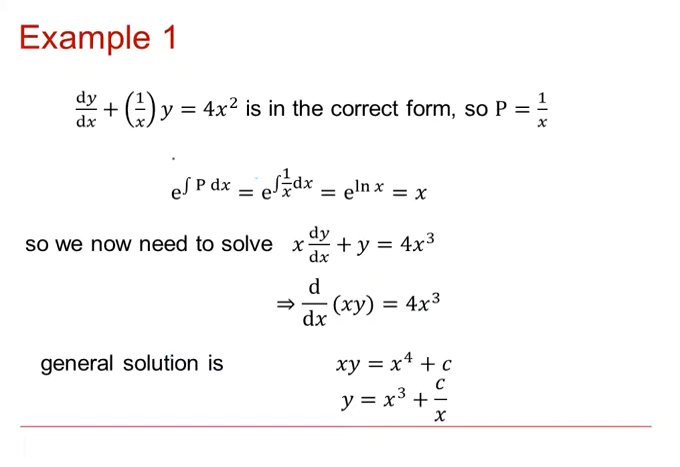So the key thing in these questions is to make sure you've got the correct form. dy/dx, make sure you've got a plus sign, that you've got some function of x, that's the P(x), times y, equals, and whatever's on the right hand side is Q(x). Watch out for that plus sign.